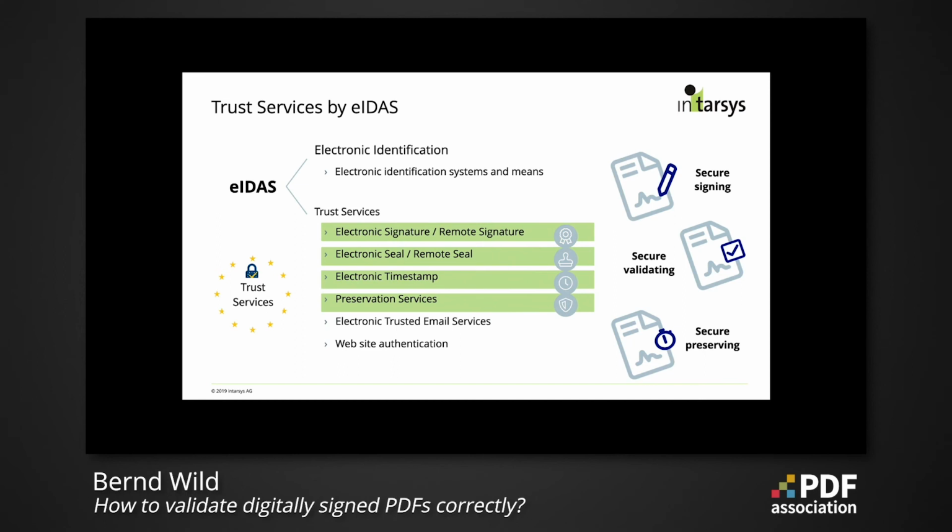In these four categories, we support secure signing, secure validating, and secure preserving. That means if you need to preserve your documents in a cryptographical way for more than 10 or 15 years, that means after the expiry of the actual cryptographic algorithms, we have the solution for this. It is the so-called Archisoft product, which gives you hash tree based renewal of already signed documents.